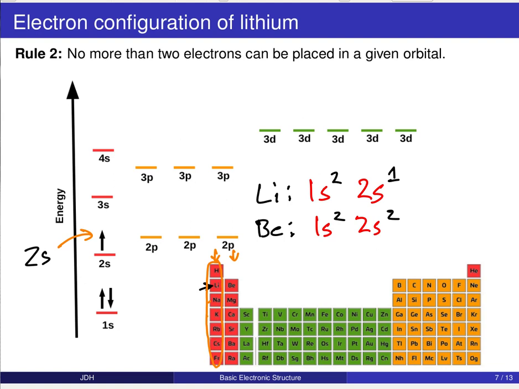Now if you look at the next column over, you are going to be filling up that s orbital, whatever it might be, depending on which row. If you're in that first row, you're going to be filling up a 1s orbital, sorry. In the second row, you're going to be filling up a 2s orbital for beryllium, a 3s orbital for magnesium, a 4s orbital for calcium, and so on and so forth.